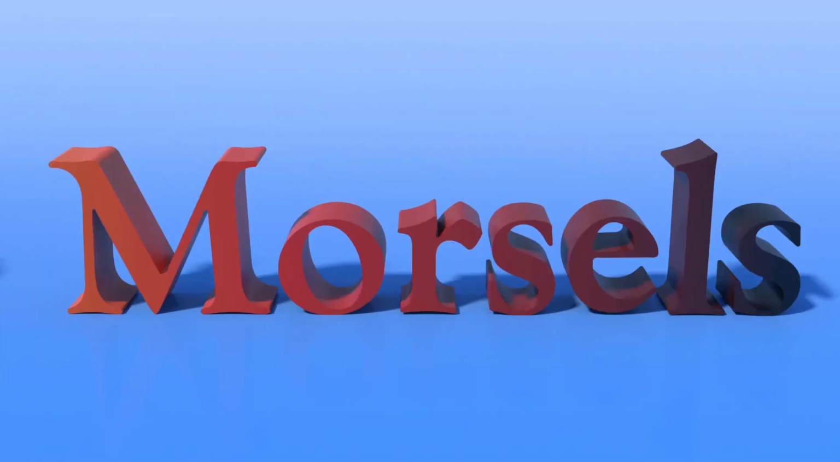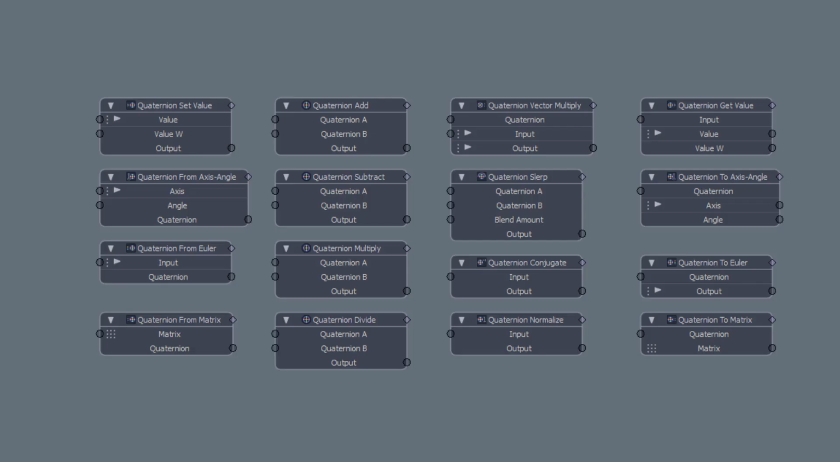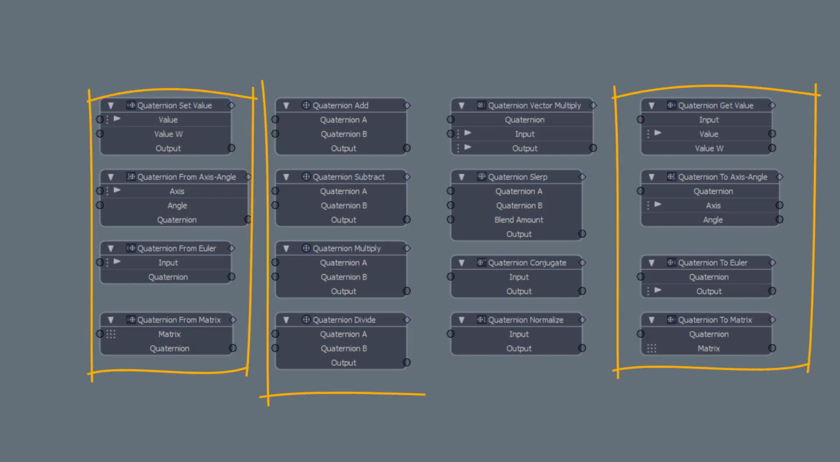Morsels. The audience has spoken, and he would like to know more about Quaternions, so this morsel will be a little different. MODO has channel modifiers that create, decompose and manipulate these mystical mathematical objects. So what are they, and why would you want to use them?